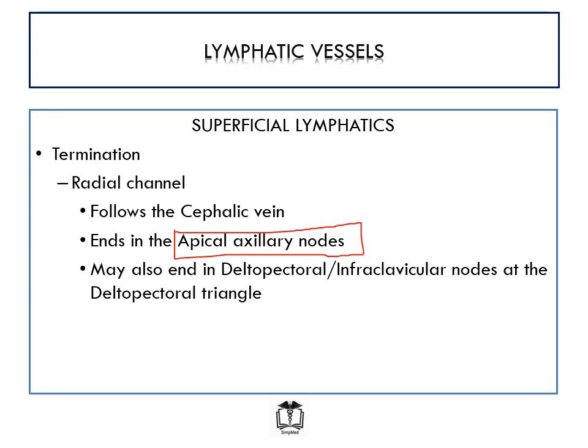Some of the radial channel drains into an extra lymph node found very close to the deltopectoral region or triangle, and that is called the deltopectoral or infraclavicular nodes. So the same way in which we have some ulnar channels draining into the supratrochlear lymph node, we have some radial channel draining into the infraclavicular lymph node.